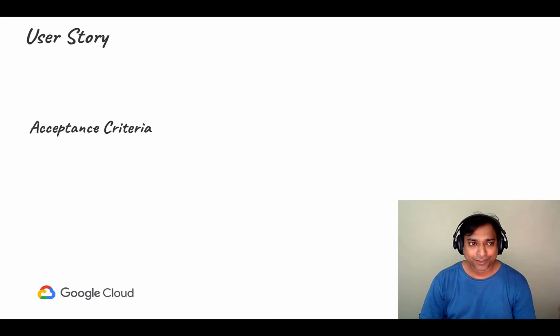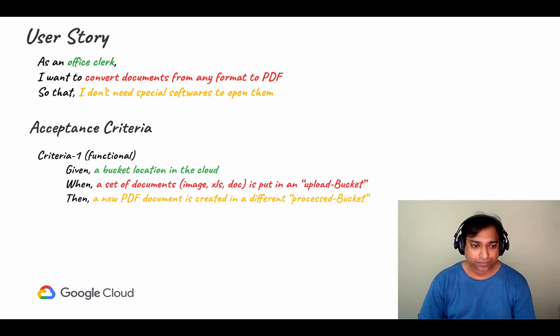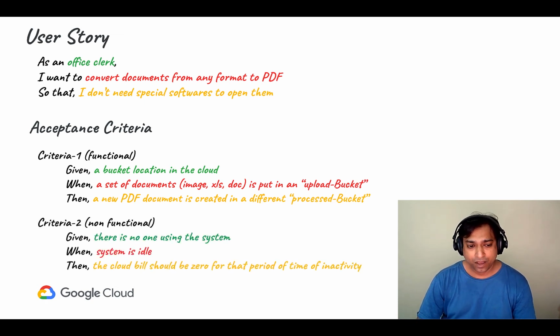Let's look at the user stories. As an office clerk, I want to convert documents from any format to PDF so that I don't need special software to open them. The functional acceptance criteria is, given a bucket location in the cloud, when a set of documents, that is image, Excel, or document, is put in an upload bucket, then a new PDF document is created in a different bucket. A non-functional criteria is, given there is no one using the system, that is, the system is idle, then the cloud bill should be 0 for that period of inactivity.